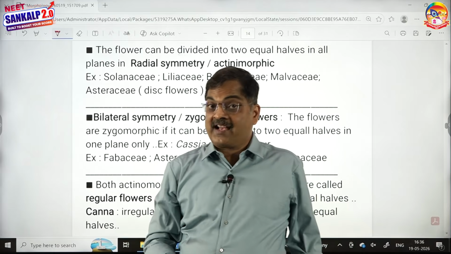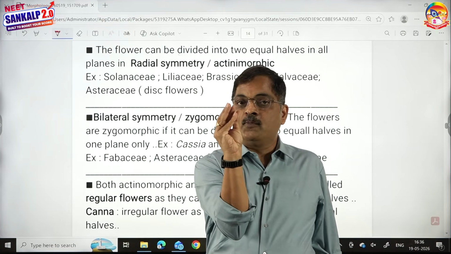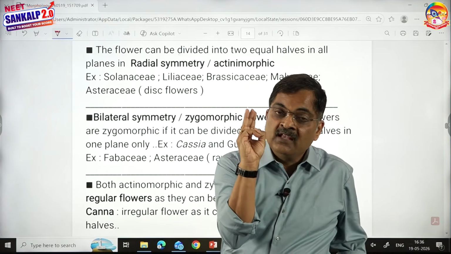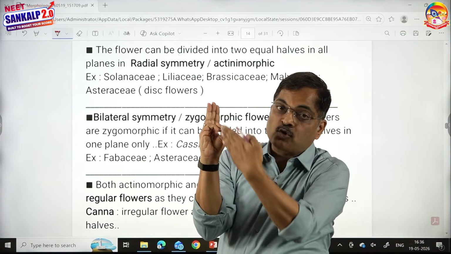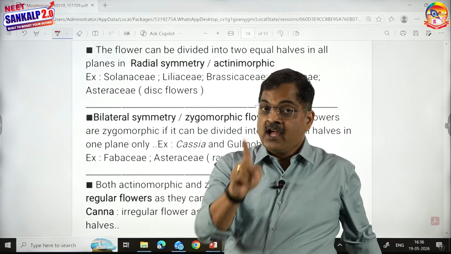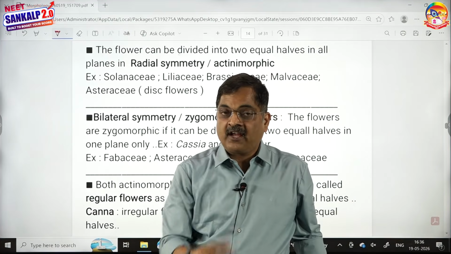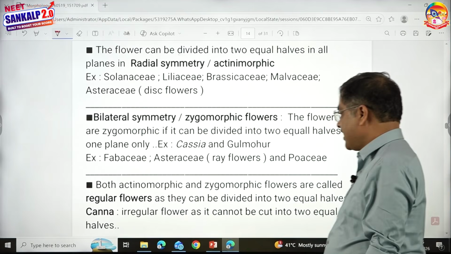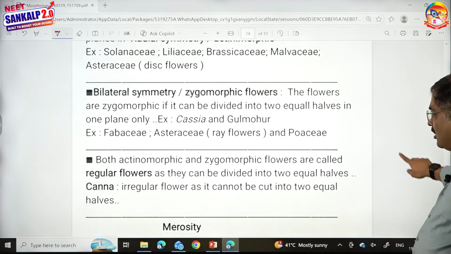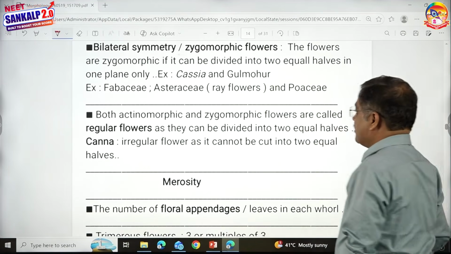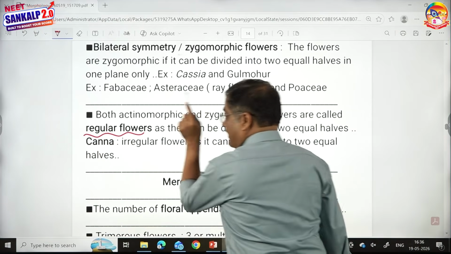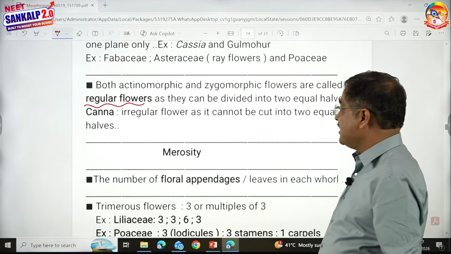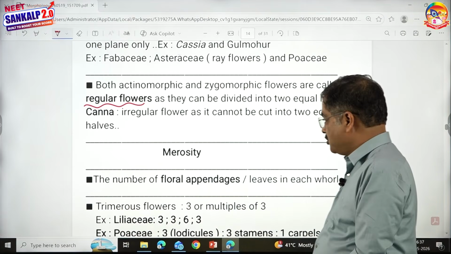Look at ray flowers of Asteraceae. All the 5 petals form a tube-like structure in disc flowers, but in ray flowers, 2 petals are reduced. Then the flower can be cut into 2 equal halves only in one plane. Therefore, ray flowers of Asteraceae are zygomorphic, while disc flowers of Asteraceae, that is sunflower, are actinomorphic. That's a very important point to note. Both actinomorphic and zygomorphic flowers are called regular flowers because they can be cut into 2 equal halves. Canna is an example of an irregular flower because it cannot be cut into 2 equal halves.